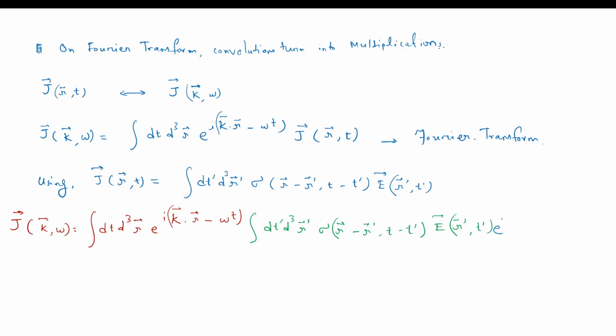e to the power i(k·r' minus omega t'), and what we'll do is again multiply with e to the power minus i(k·r' minus omega t'). So basically we are doing nothing, we are just multiplying and dividing the same thing, which will just result in 1. Okay.